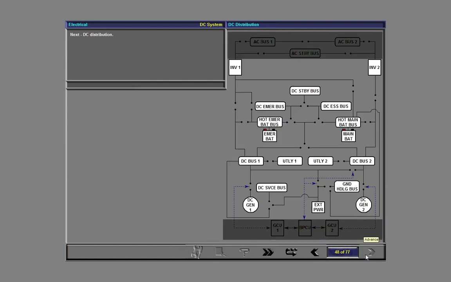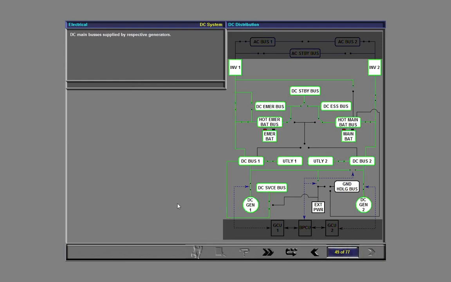Next we will consider DC distribution. There are 11 buses in the DC system. The two main buses, DC buses 1 and 2, are supplied by their respective generators. In this case, generator 1 has failed. Which component ensures that DC bus 1 remains automatically powered?